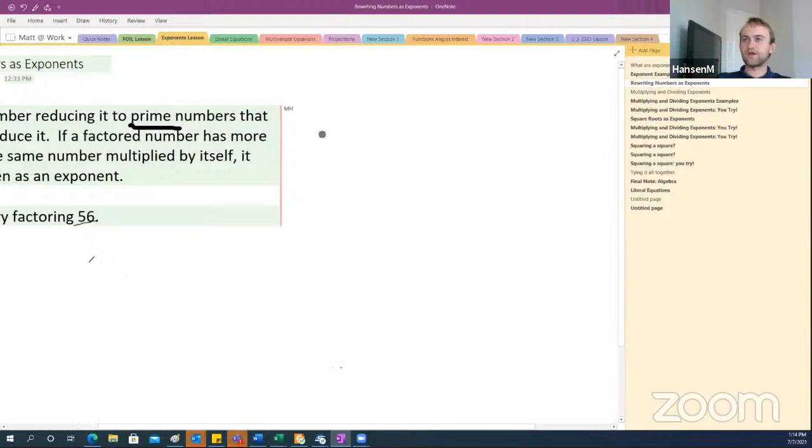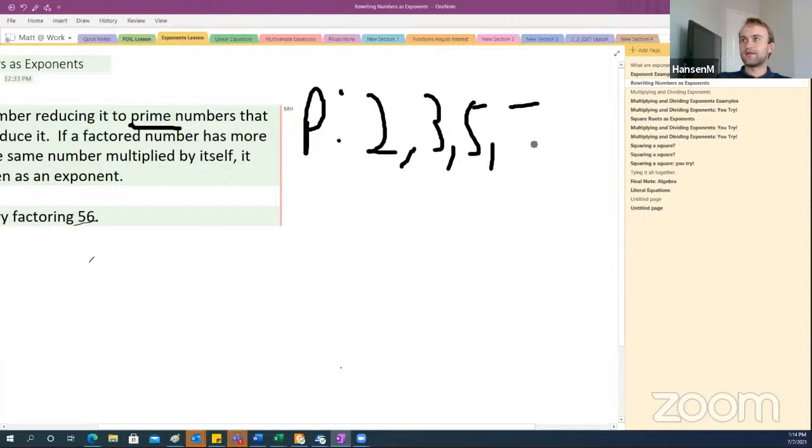As a little side note here, prime numbers are only divisible by 1 and themselves. Examples of prime numbers would be 2, 3, 5, and 7. The reason being that for each of these numbers, there's no other whole number that you can evenly divide into it. Like you can't divide 5 by 2, 5 by 3, 5 by 4. You can only divide 5 by 5 to get a whole number.